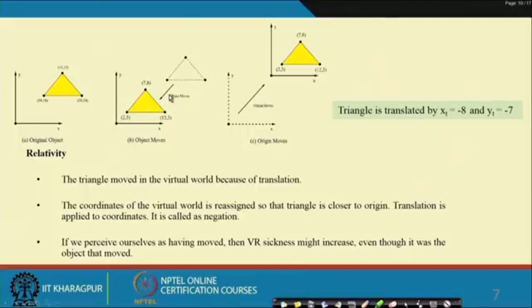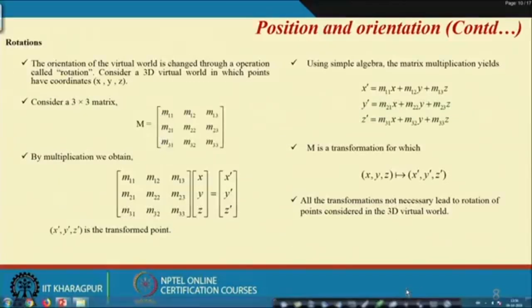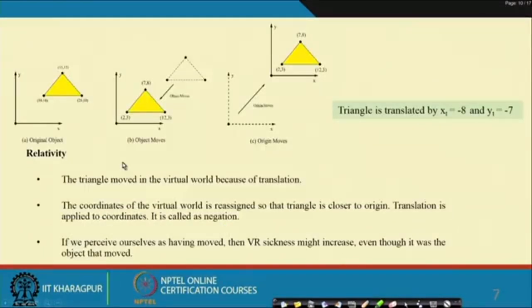we moved the object by applying the translation property to a particular triangle. Similarly, in the other fashion, keeping the object constant, keeping the object static, we can translate the origin nearer to the particular triangle, that means the 3D model. In this property, if you are putting an object at the origin, then the user will see the object in the same fashion in both cases. That means, in the previous case the object is moved, and in the second case the origin is moved.